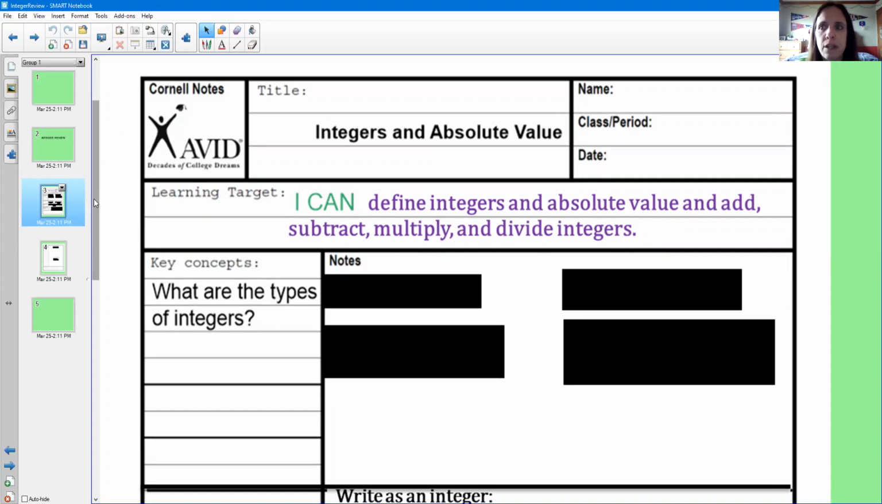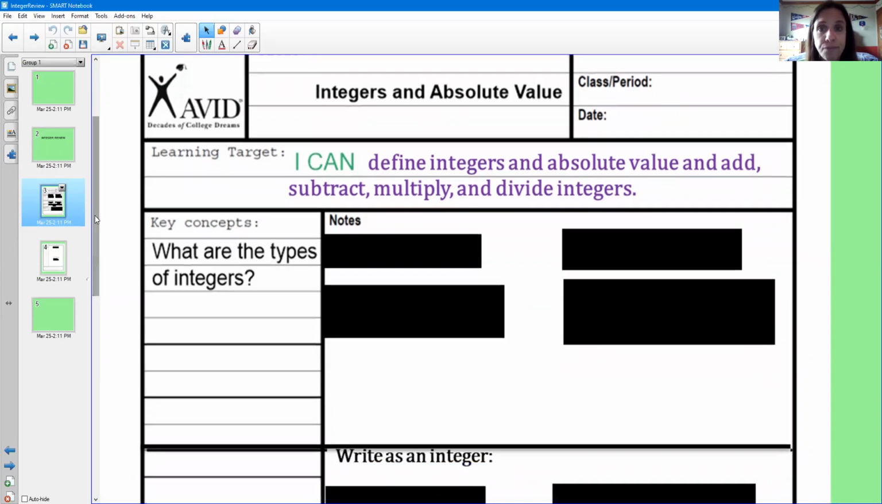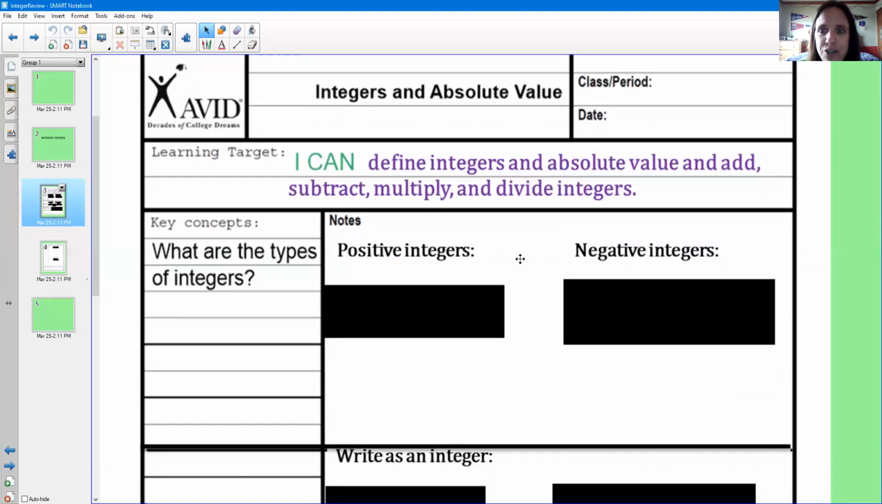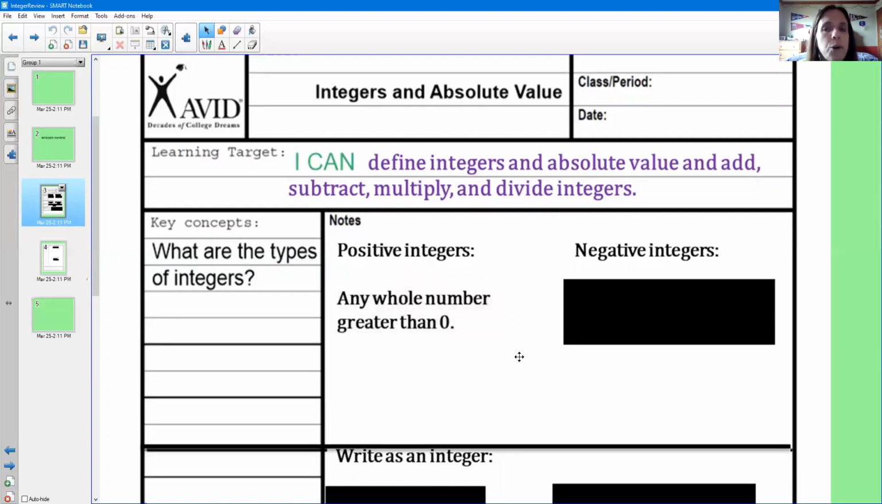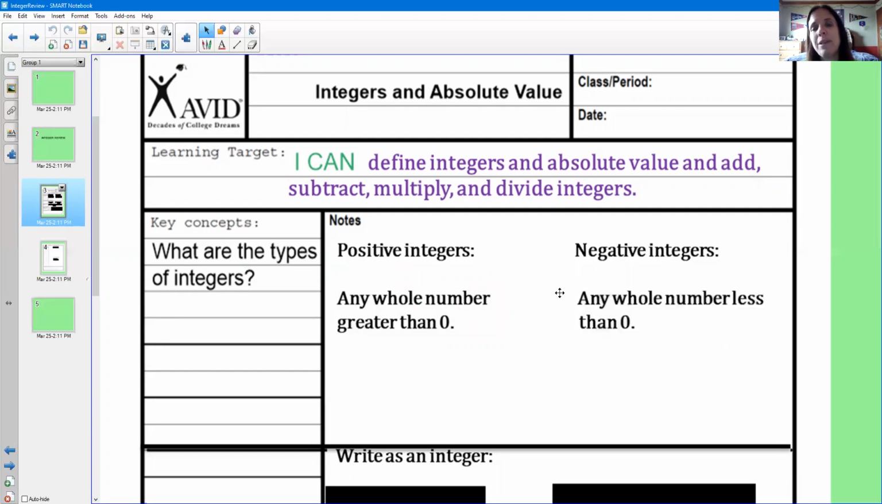We got two types. What are they? Positive integers and negative integers. Good. Okay, positive integers, the definition was any whole number greater than 0. So negative integers are the opposite of that, any whole number less than 0. Remember, the idea is number line based. So I guess I could draw a number line first.